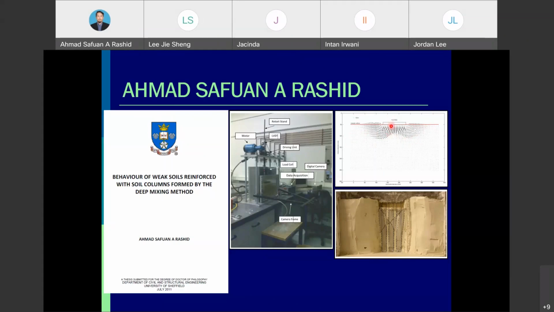So by using this algorithm, I can produce this kind of failure mechanism. This is the dissection to observe the column failure modes. This is for the end bearing type of soil seaming columns, and I also carried out the floating type of columns. So that is a little bit of my PhD study.